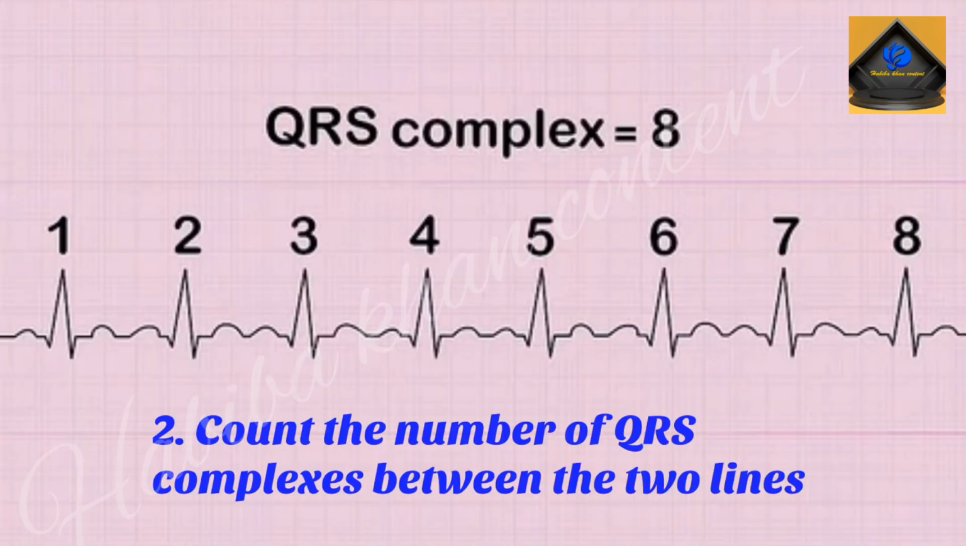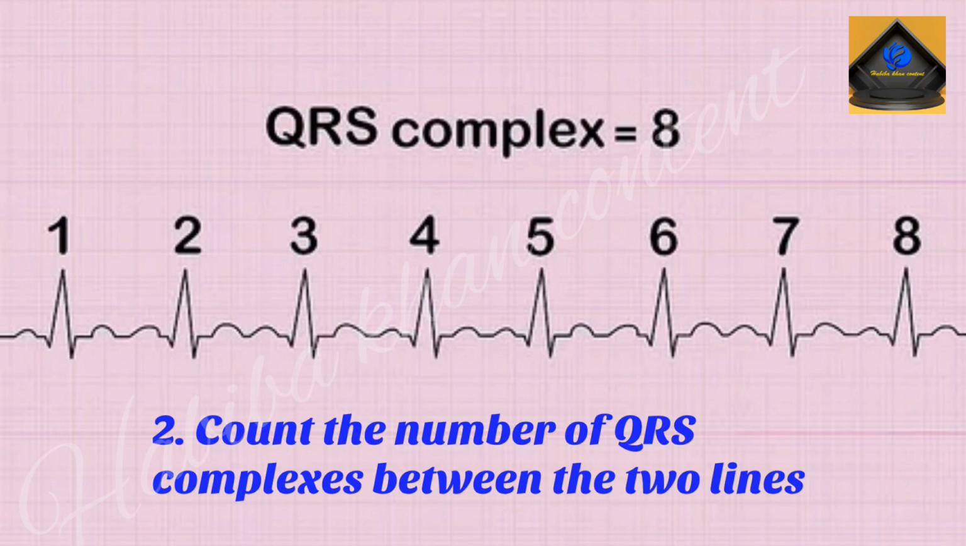Count the number of QRS complexes between the two lines. As a reminder, the QRS complex is the tallest peak of each waveform that represents one heartbeat. Tally up the total number of QRS complexes between your two lines and write down this number.